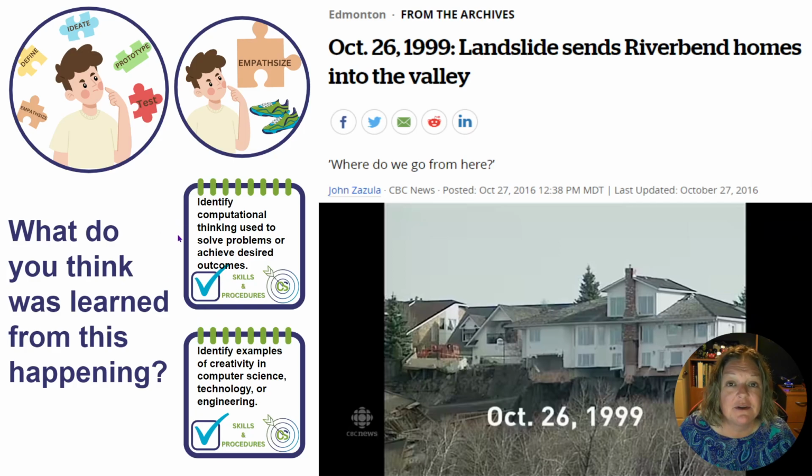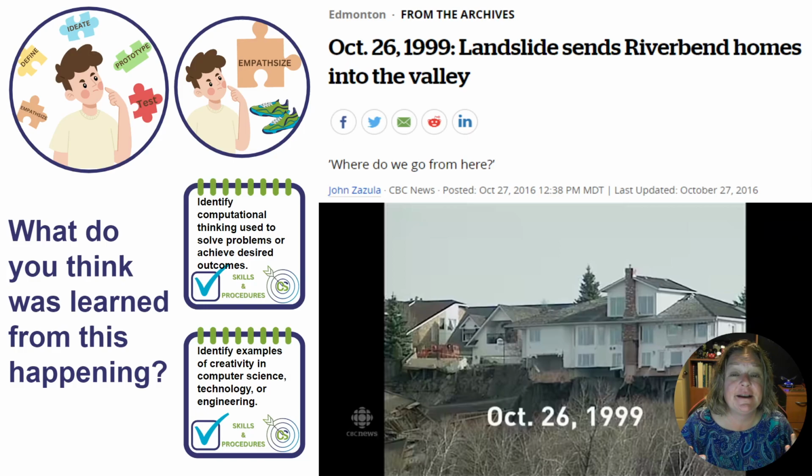So again, in your computer science curriculum, we see there some concepts around creative thinking and how engineers designed, and how people have used computational thinking in the past to solve problems or identifying examples of creativity. So we could do an activity or a lesson in something like this. This is an old news article about some houses that were having some trouble in the river valley. We can open up a whole bunch of different conversations and activities around this concept.